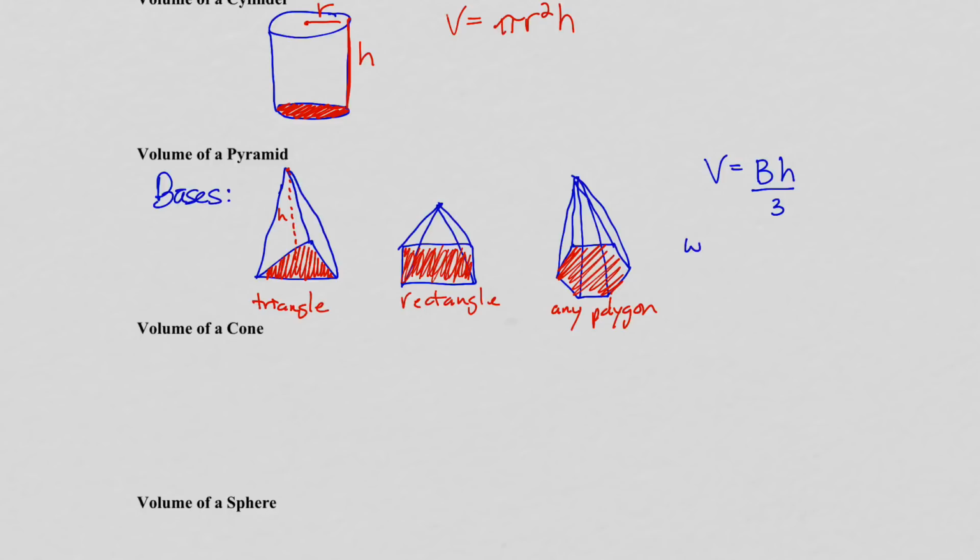So it's an area of any base polygon. We'll see some examples in a minute, but basically, once you know the area of that base, you're going to multiply it by the height, which goes up to the tip of that thing.